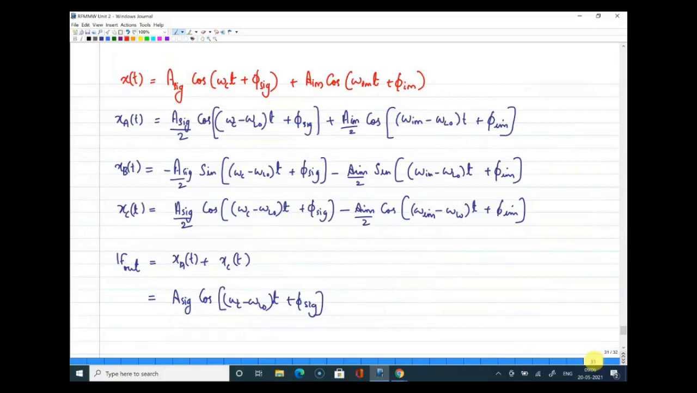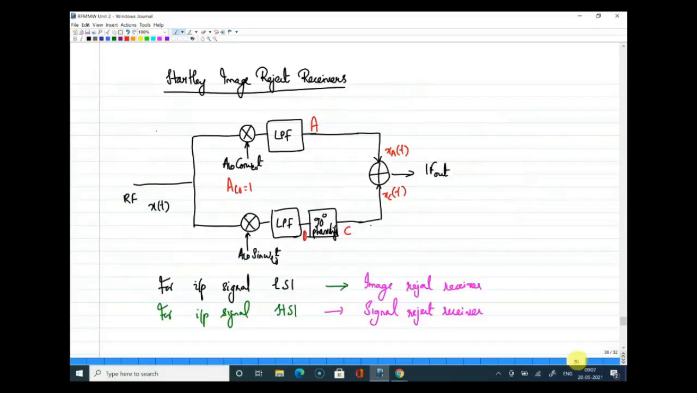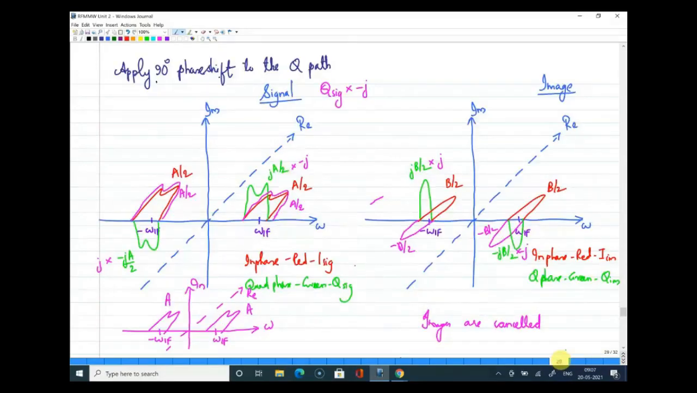The same thing I asked you to write as a mathematical expression. X of t I have given. Now, if we write the signal at various points x, a, b, c, and combine the signals at x, a, and c, you can see that the images will be cancelled out completely and signals will be restored there. So whatever we have seen graphically is also proved mathematically. Now, looking at this architecture and the discussion we have done, at least from this graph, we know that image cancellation can happen.